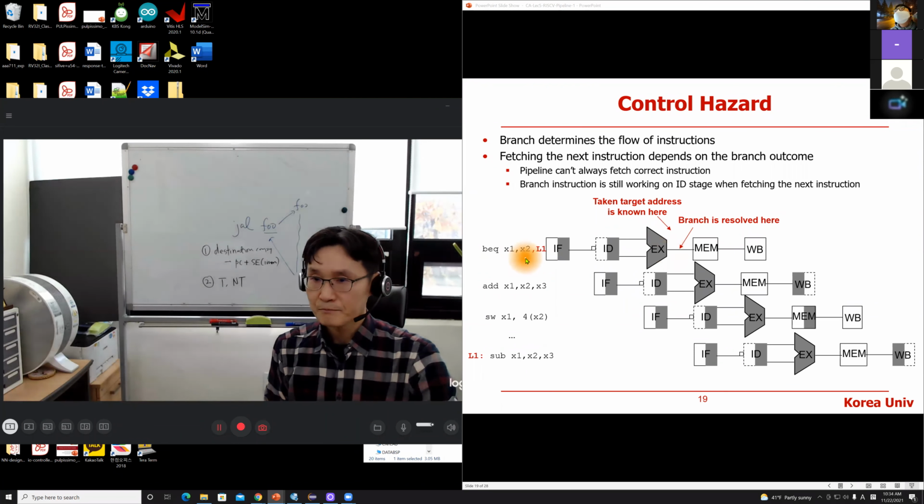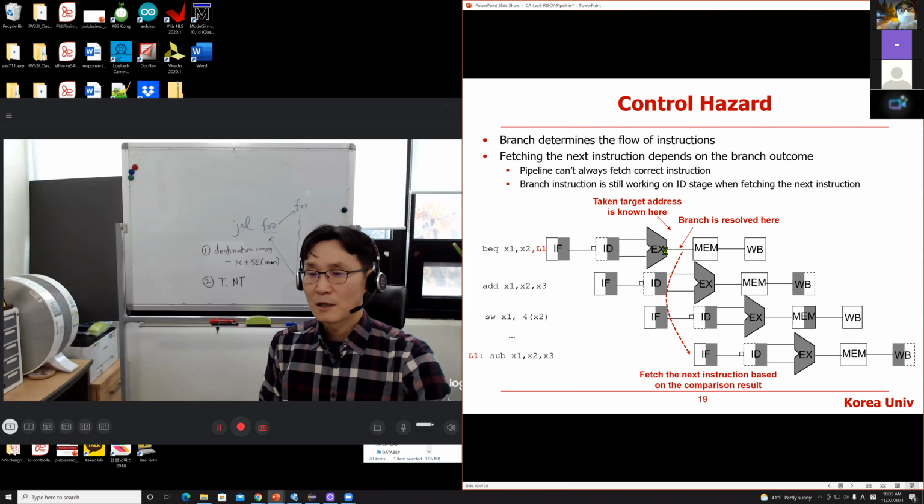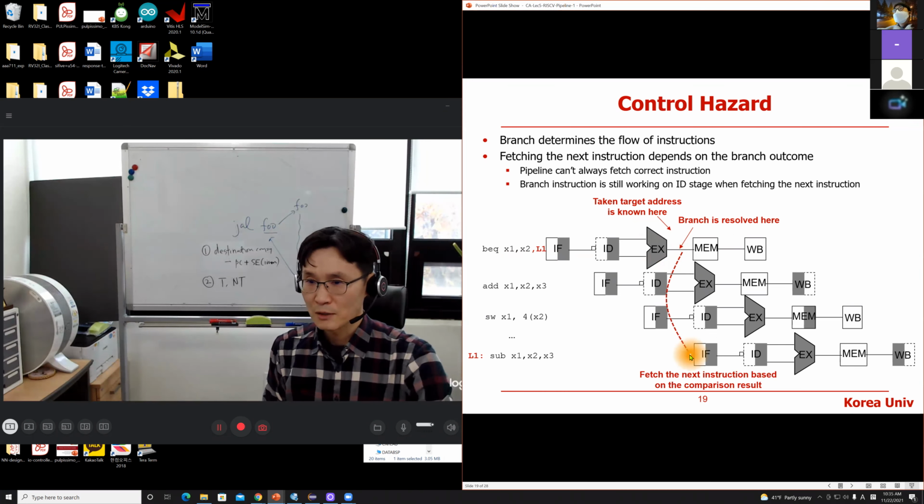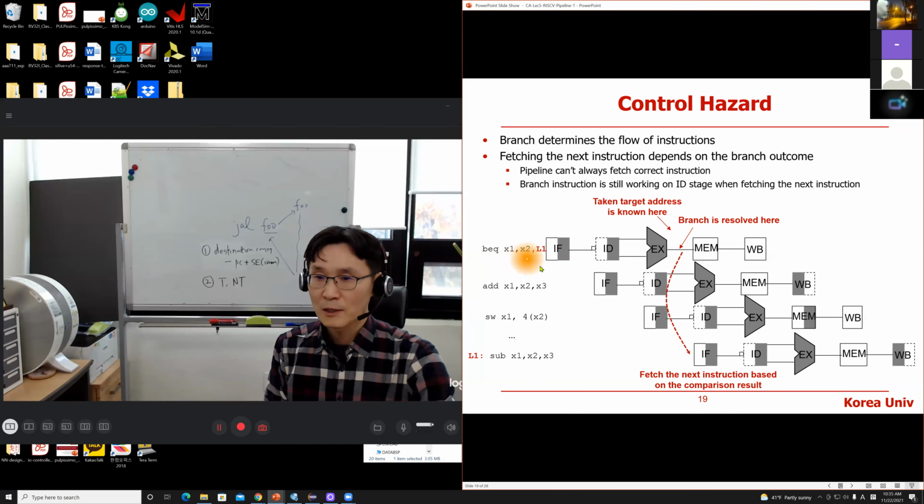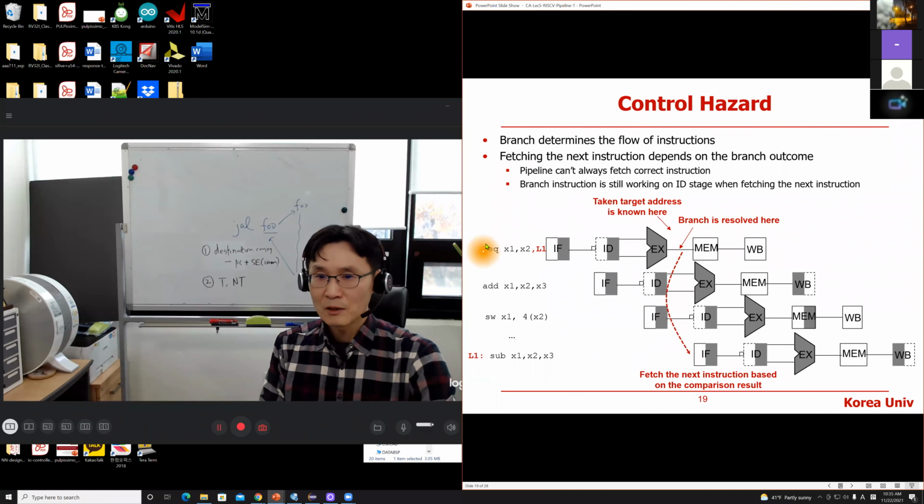Then what would happen? In the execution stage, you know the branch outcome. Based on that decision, you fetch a new instruction. So we assume these two are equal. Then what should happen? You see the problem, right? After the branch instruction, you are supposed to execute the subtraction instruction. But the problem is these two instructions are already inside the CPU.